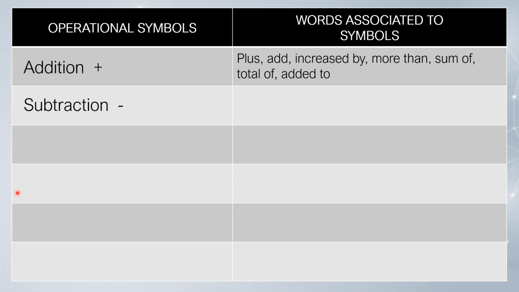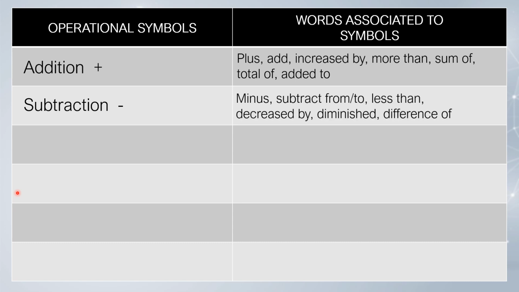Pangalawang operational symbol is yung subtraction. So ano ba yung mga keywords? Paano natin malalaman na kailangan nating isubtract o kailangan minus yung sign na ating gagamitin? These words are minus, subtract from, or subtract to, less than, decreased by, diminished, or difference of.